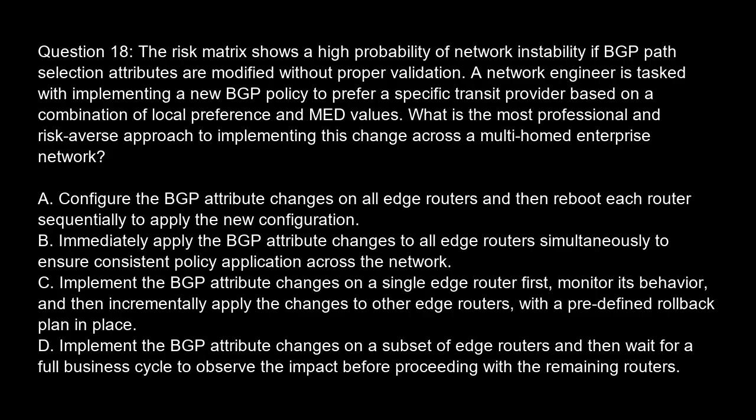Option C. Implement the BGP attribute changes on a single edge router first, monitor its behavior, and then incrementally apply the changes to other edge routers with a predefined rollback plan in place. Option D. Implement the BGP attribute changes on a subset of edge routers, and then wait for a full business cycle to observe the impact before proceeding with the remaining routers.